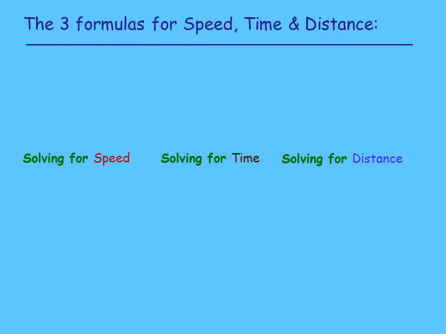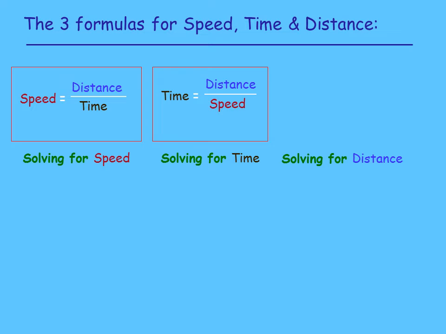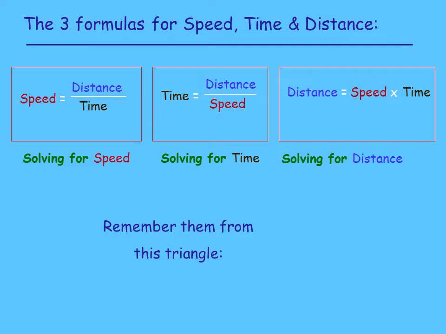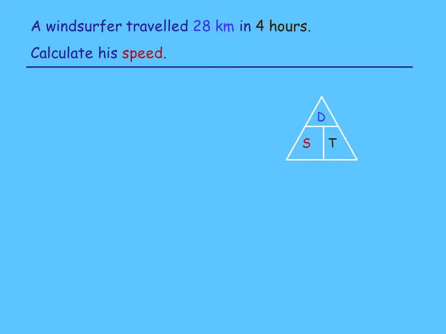There are three formulas for speed, distance and time. The first one is speed is equal to distance upon time. Time is equal to distance upon speed, and distance is equal to speed multiplied by time. Hope you remember how we learned it with the help of a triangle. Yes, DST.